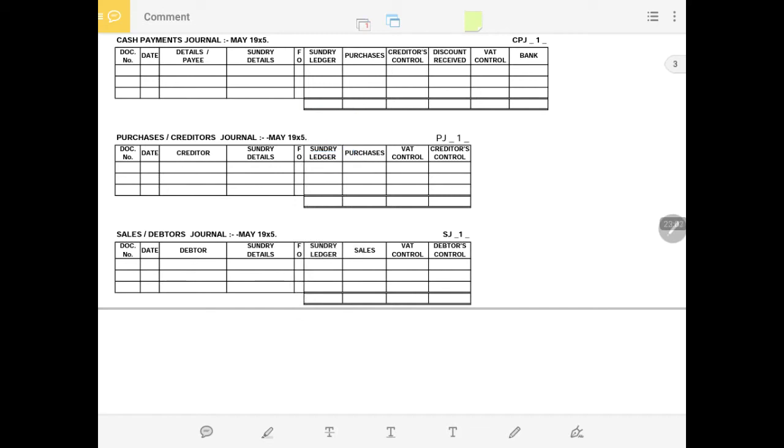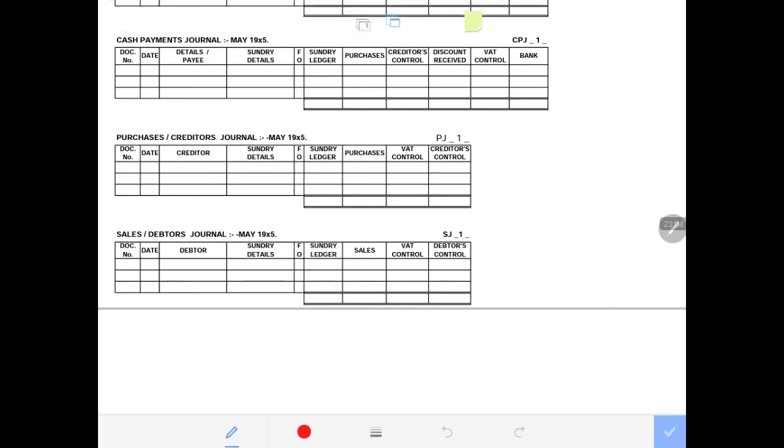So that means our amount of 257.50 will be under creditors control, 257.50, and we record this as negative because it is a return, and the VAT amount is also negative. Under purchases, the amount will be 225, which is our inventory.